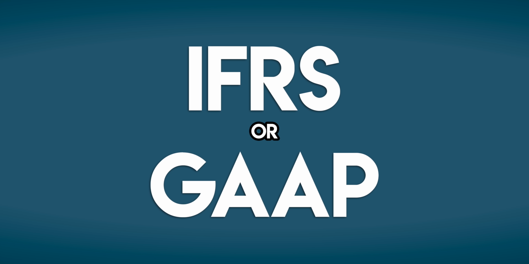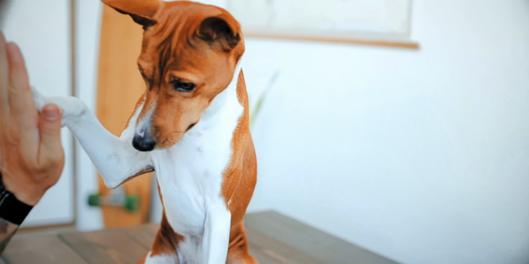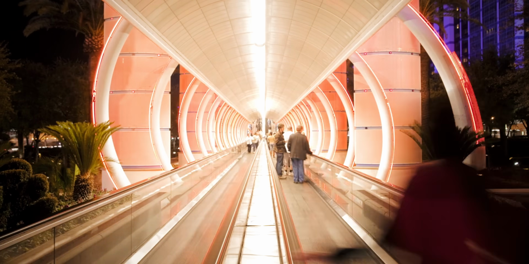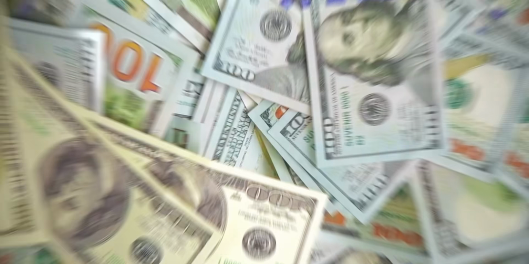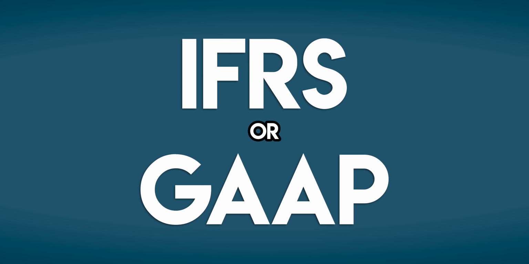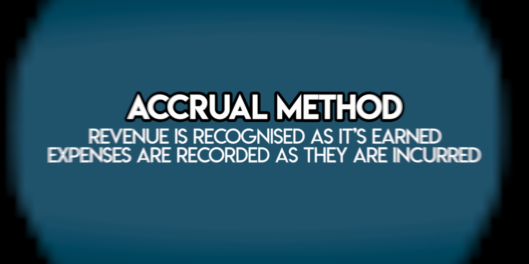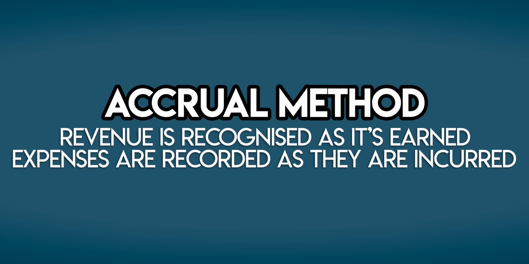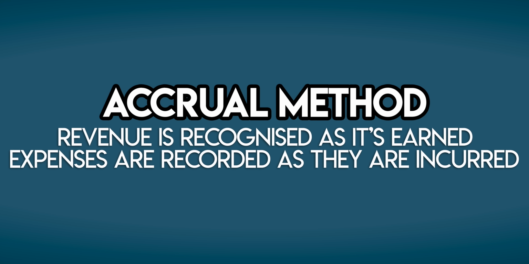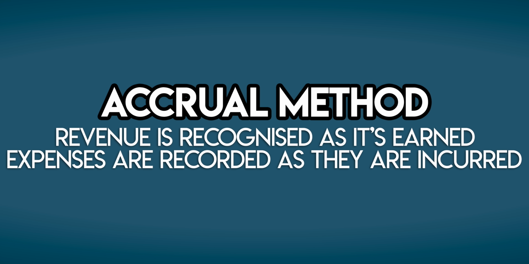GAAP. These two rulebooks make sure that your financial statements reflect a true and fair view of your business, which is important because a lot of people rely on financial statements, particularly those who lent you money or invested in your business. Anyway, IFRS and GAAP have one major thing in common. They both want you to follow the accrual method of accounting, which means you need to recognize your revenue as you earn it and record your expenses as you incur them. This is the most accurate way to calculate your profit.